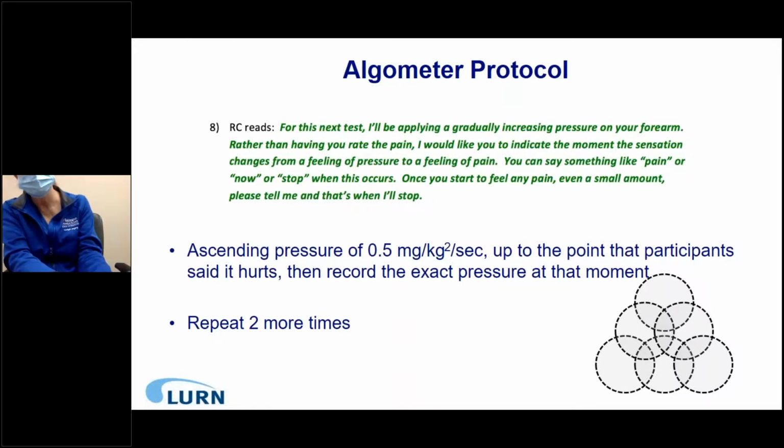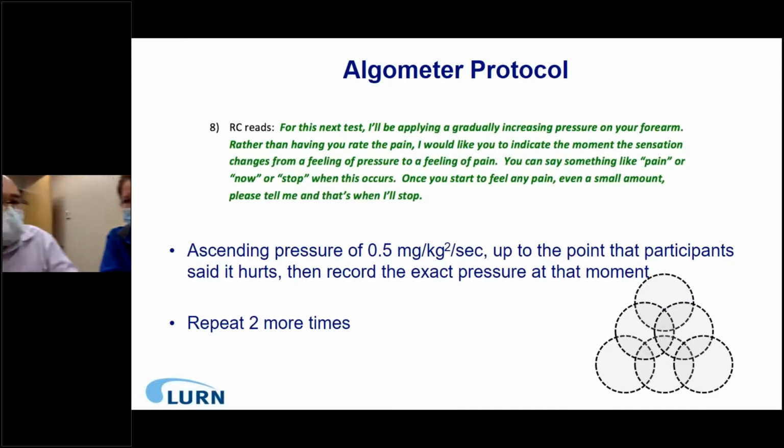You count like 1001, 1002, up to the 2. So by the time you get up to 4, that's 8 seconds that you're counting. You may have to practice a few times. The idea is that we're going to apply an increasing amount of pressure at a somewhat predictable rate. In this case, it is 0.5 per second. That means 1 second later, it will be 1, 1.5, 2, 2.5.